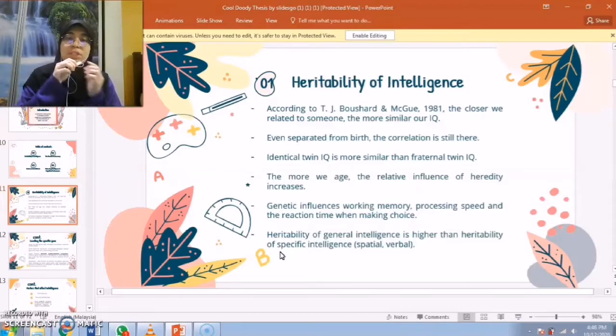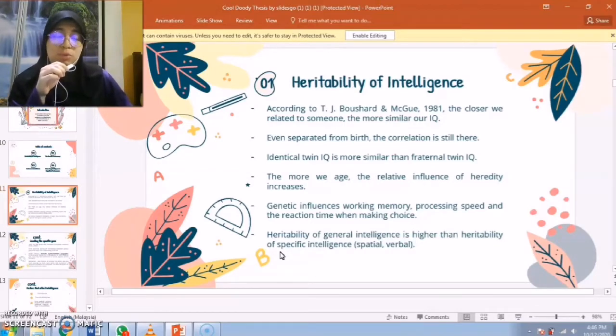So, according to T.J. Bouchard and McGue 1981 in our textbooks, the closer we are related to someone, the more similar our IQ. For example, our IQ will be similar to our father, mother, grandfather, or anyone who is blood related to us. So even if separated from birth, the correlation is still there. So identical twin IQ is more similar than fraternal twin IQ. So the more we age, the more the relative influence of heredity increases. Genetic influences include working memory, processing speed, and the reaction time when making choices.